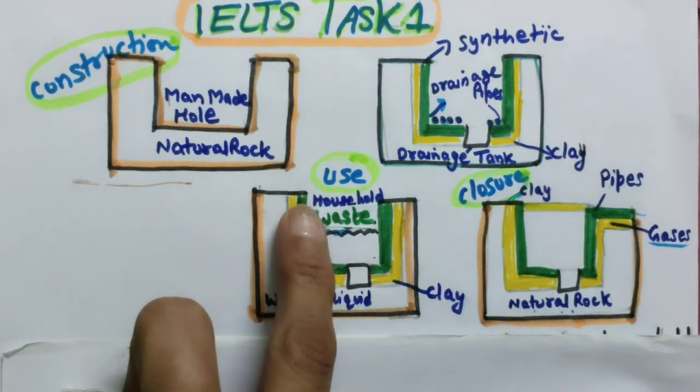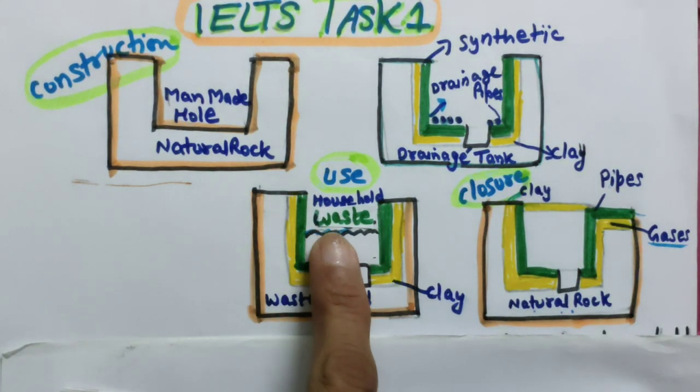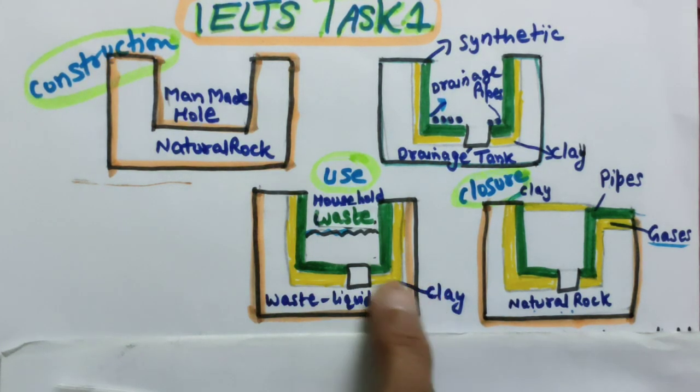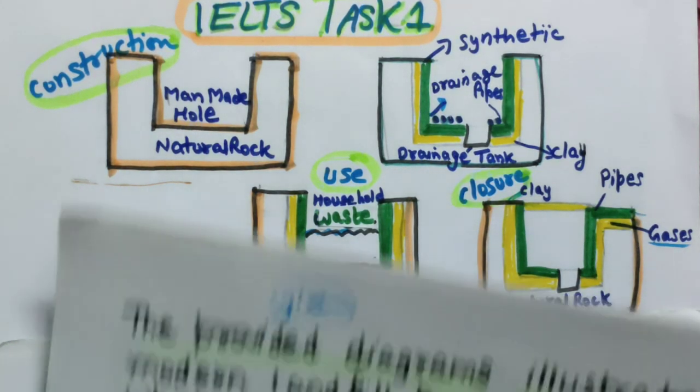Now third step, usage, what they are going to use for household dump garbage, they are filling it here, and waste liquid will go to the bottom of the tank. Okay, and again the same clay is there, clay.